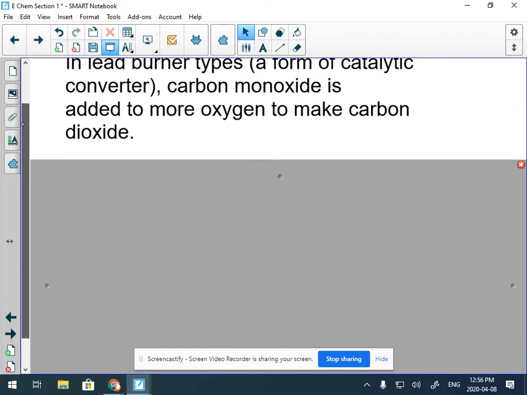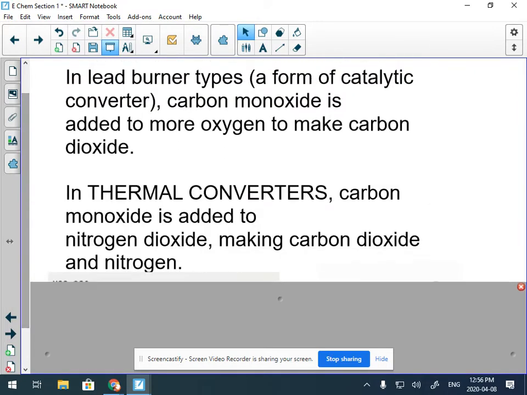But there is a second type of catalytic converter called a thermal converter. And that's a really cool one too, because instead of just pumping more oxygen into the system, it heats it up so much that the carbon monoxide rips away oxygen from another pollutant called nitrogen dioxide, which we're going to be talking about in the third mini video.